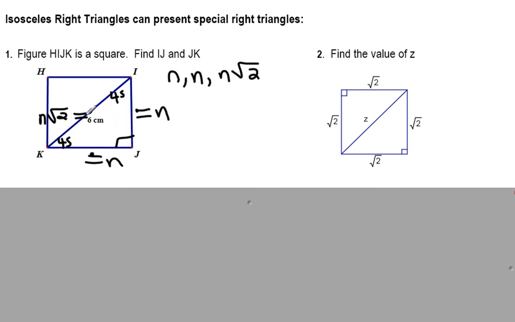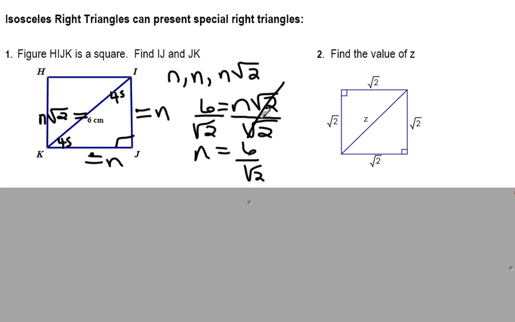Our next step is to find the side that has the number next to it and use that side to solve for n. So the side with the number next to it is 6, and we said that 6 equals n square root of 2. 6 equals n times the square root of 2. So once again we want to solve for n, so we're going to divide both sides by the square root of 2. Square root of 2 goes away, so we're left with n equals 6 over the square root of 2.